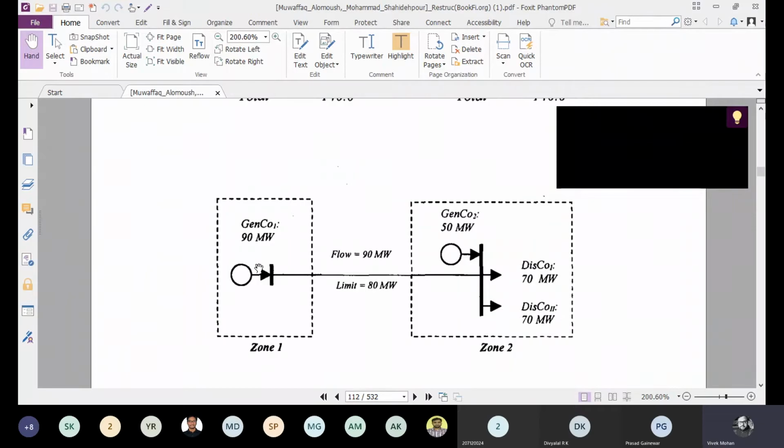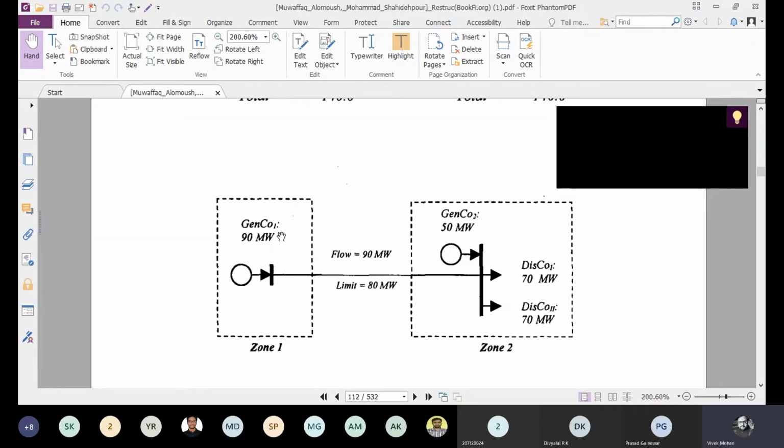So what is the flow now? 90 megawatts, right? But what is the limit? 80 megawatts. So there is a 10 megawatt violation for the line. If the Gencos have submitted adjustment bids, then what should be done with Genco 1? How much should be reduced from Genco 1? 10 megawatts should be reduced from Genco 1, and from Genco 2 we need to increase that 10 megawatts. Of course we are assuming here a lossless line.